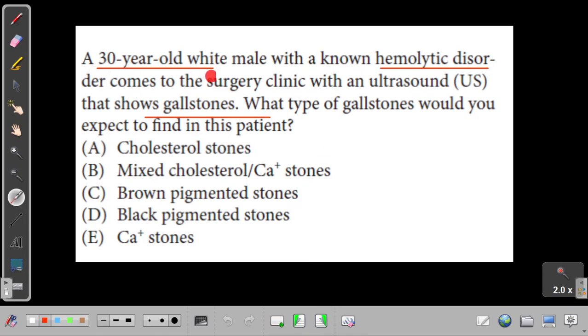A 30-year-old white male with non-hemolytic disorder comes to the surgery clinic with an ultrasound that shows gallstones. What type of gallstones would you expect to find in this patient? Hemolytic disorders, you should look for black pigment stone. Here is cholesterol, mixed, brown. Yes, go for black pigment stones. Okay, go for D.